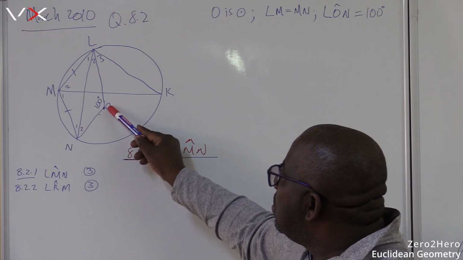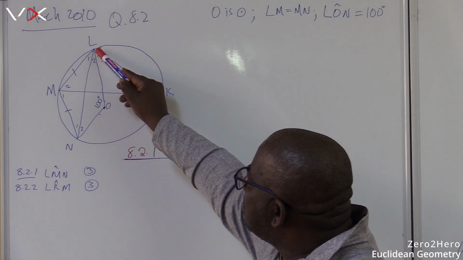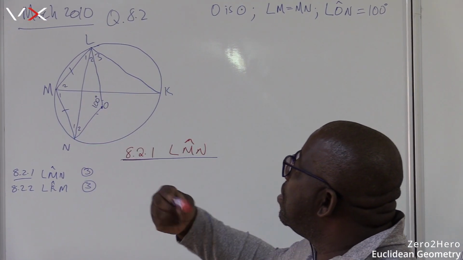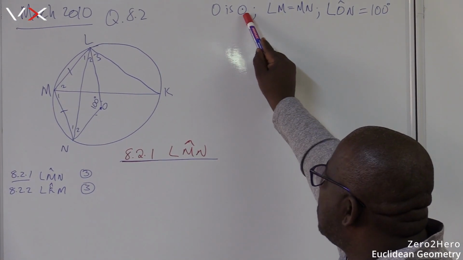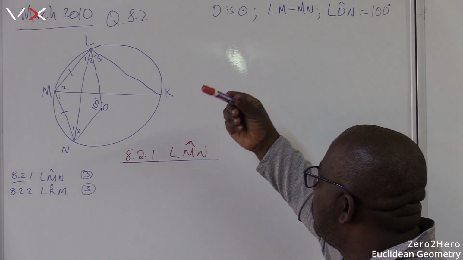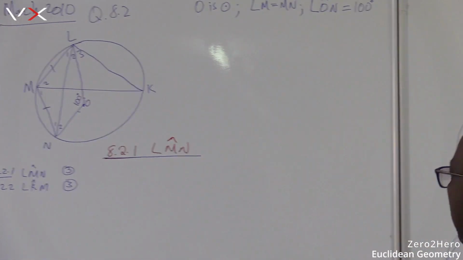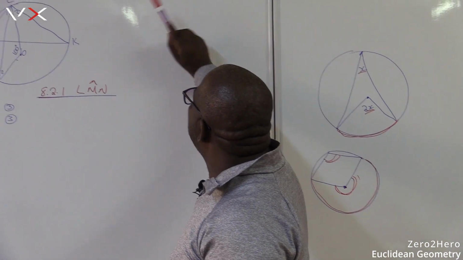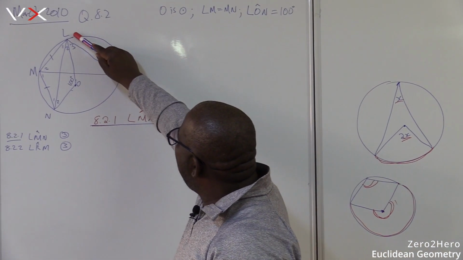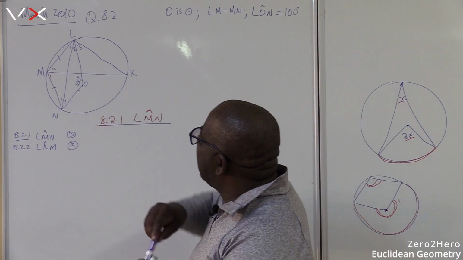The center is here, this is a radius, this is a radius, this angle equals that one. Those are the things that we know in this particular diagram. O is the center, I think of the center theorem. I can see this theorem there already. Let's move on. LM is equal to MN, we're given.